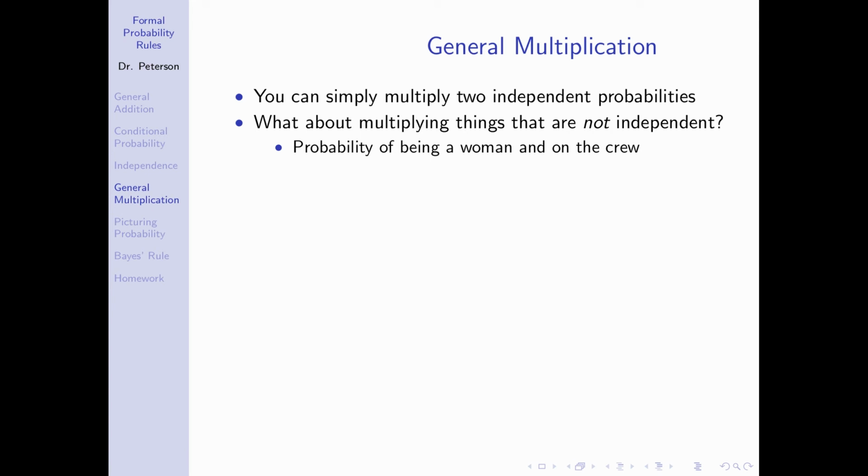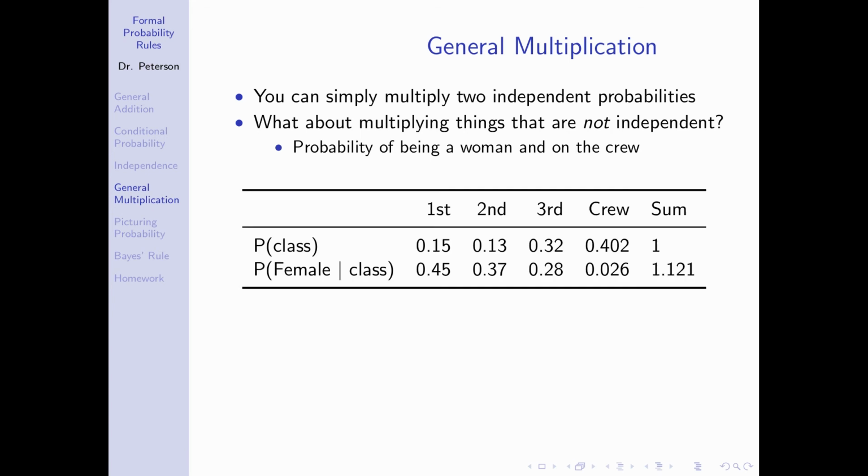So here we're going to get a few different probabilities, and I'm going to walk you through them. Our first row is the probability of being in each class. So there's a 15% chance that you were in first class, 13% chance in second class, 32% chance in third class, and a 40% chance that you were in the crew. Note that this sums up to 1.